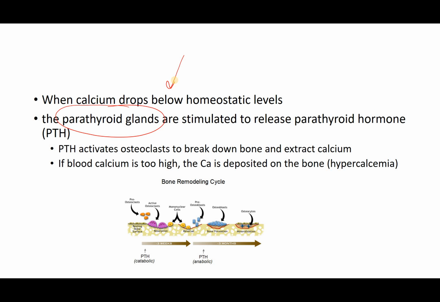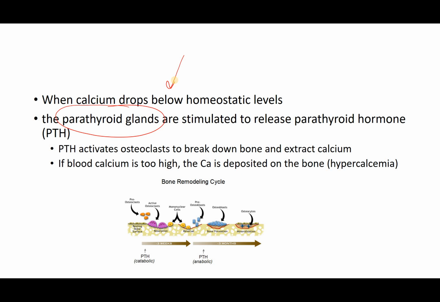Now this is more of a concept topic I'm bringing up. When calcium drops below homeostasis, your body is basically saying, okay, you're not really replacing it with diet, so I know where there's a good storage of calcium, and that's bone. So I will extract calcium from bone, and that will raise your blood calcium levels. In order to get calcium out of bone, you need to activate the osteoclasts.